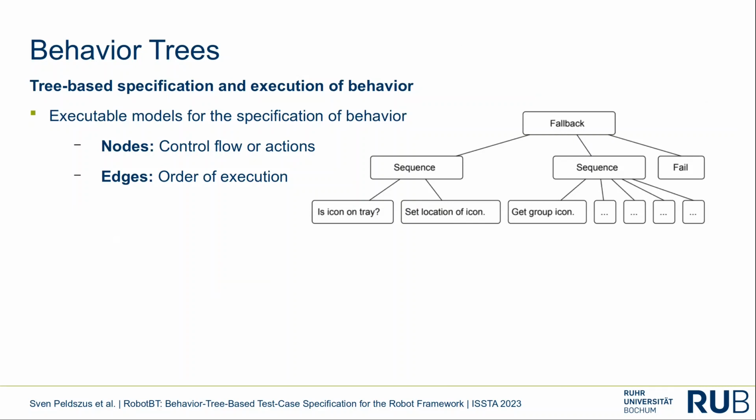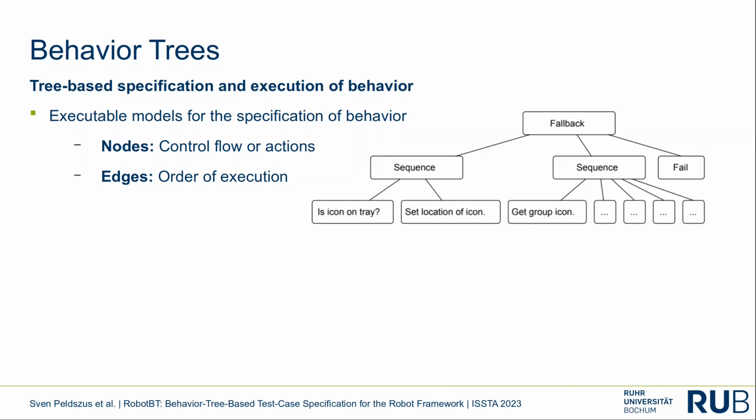So we start with a fallback node, which just means we execute the child nodes until we have the first successful execution of a child node. If we have it, we return success, otherwise we fail. Now we look on the left, we have a sequence. So all child nodes have to succeed in this case. And that's exactly the logic I've shown to you. So we start with, we have to find the icon somewhere on the Windows tray. We don't care where. So one position where we find it is successful.